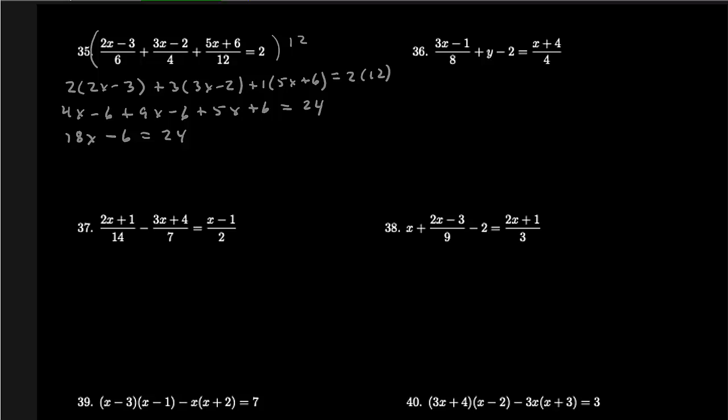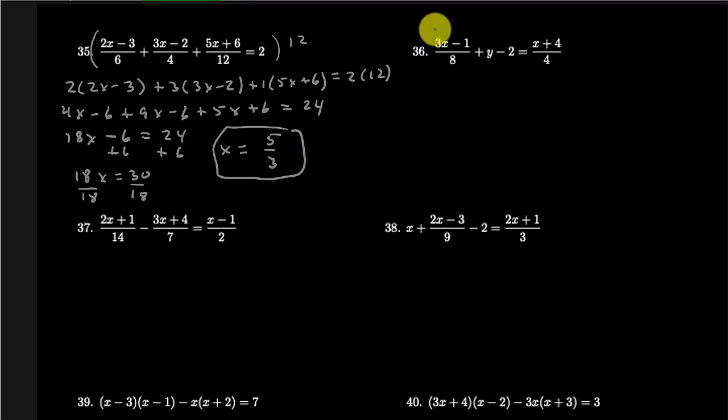All right. So then we're going to add 6 to both sides. So that gives me 18x is equal to 30. Divide both sides by 18. X is equal to, so when I simplify this, let's see, 6 goes into both of them. So that's going to be 5/3.